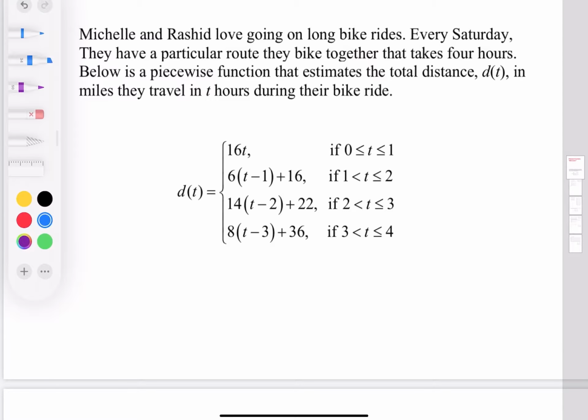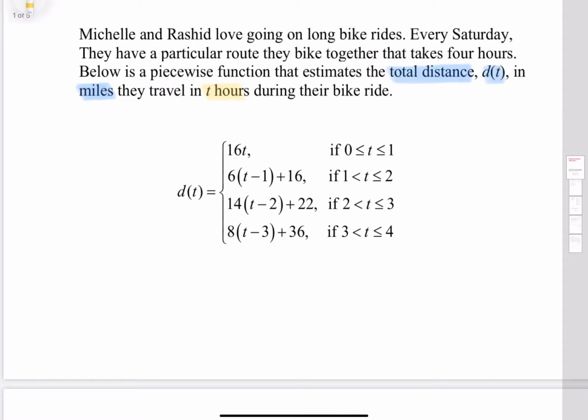So the first thing that we notice is that we're comparing two things. The first thing that we're comparing is the total distance, which is measured in terms of miles, and represented by d of t. And the second variable that we have here is our time, which is measured in t hours.